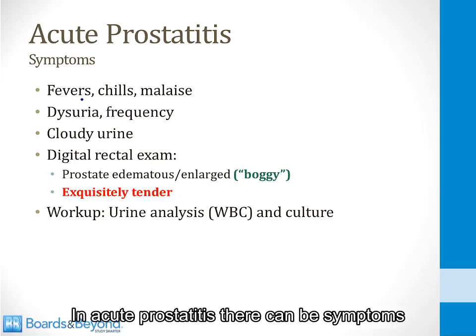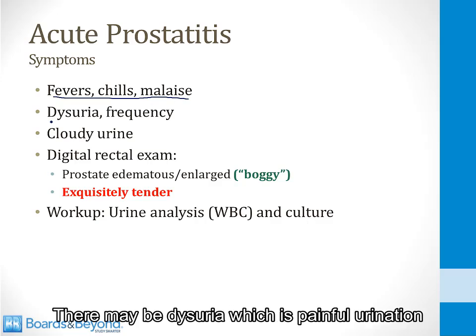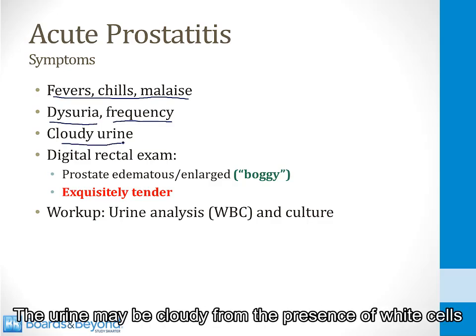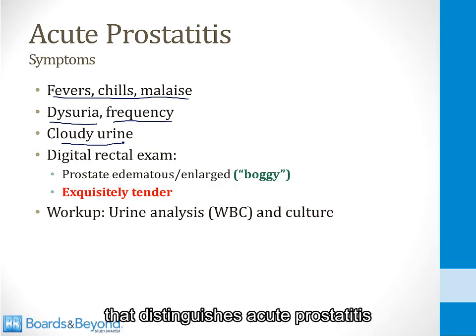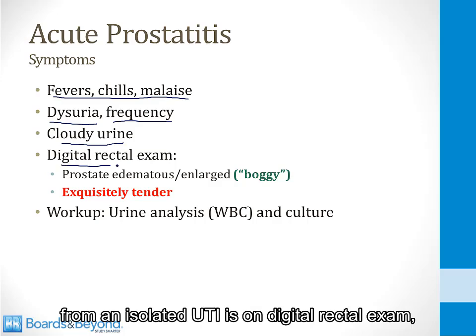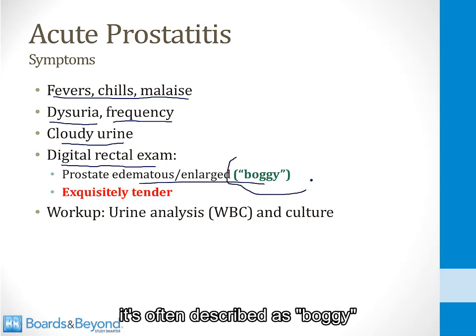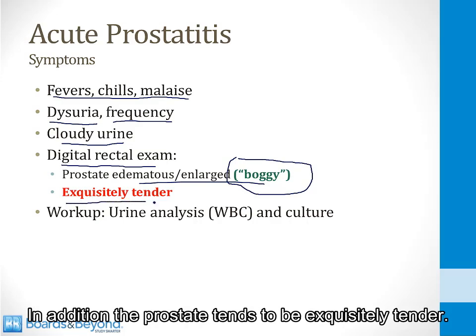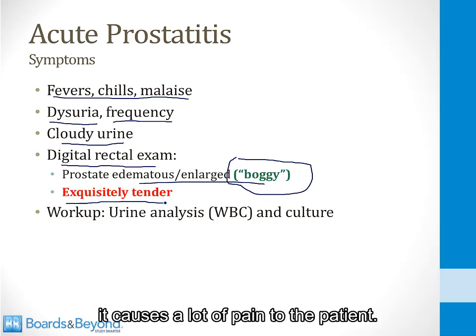In acute prostatitis, there can be symptoms of generalized inflammation like fevers, chills, and malaise. There may be dysuria, which is painful urination, and frequency, which is voiding frequently. The urine may be cloudy from the presence of white cells and bacteria. But then the main feature that distinguishes acute prostatitis from an isolated UTI is on digital rectal exam, the prostate will be edematous and enlarged. It's often described as boggy, which means swollen and like mud. In addition, the prostate tends to be exquisitely tender, so when you palpate it with your finger on digital rectal exam, it causes a lot of pain to the patient.